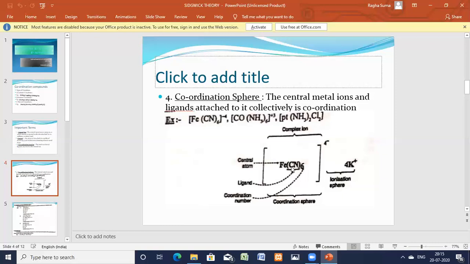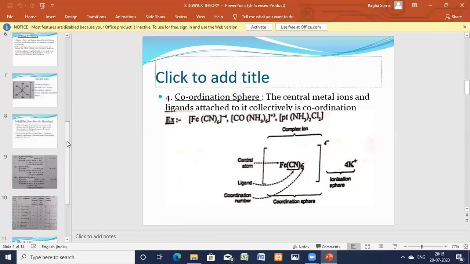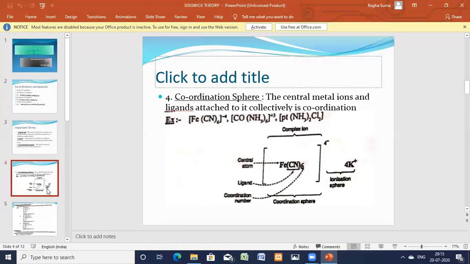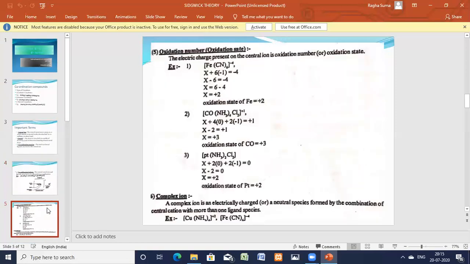Now, let us go for the second theory, that is nothing but the Sidgwick theory. Before explaining the Sidgwick theory, you need to know what an oxidation number is. So we have to see how the oxidation number is calculated.